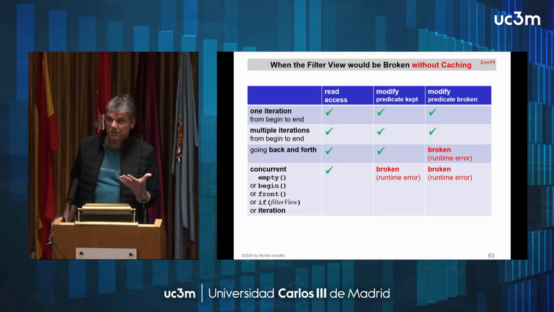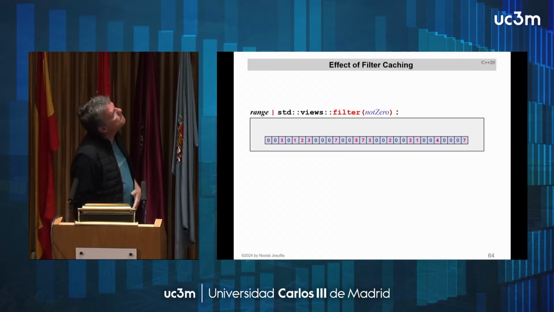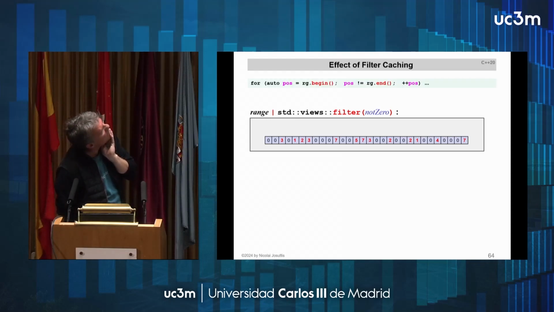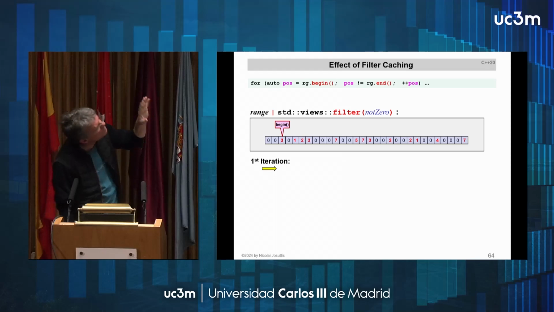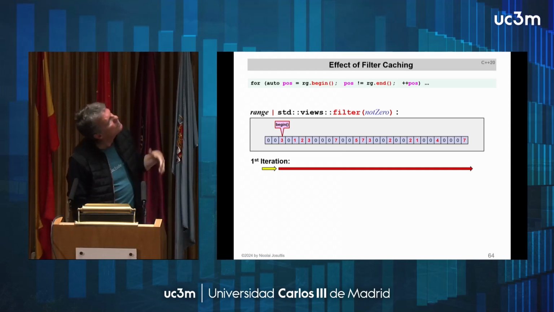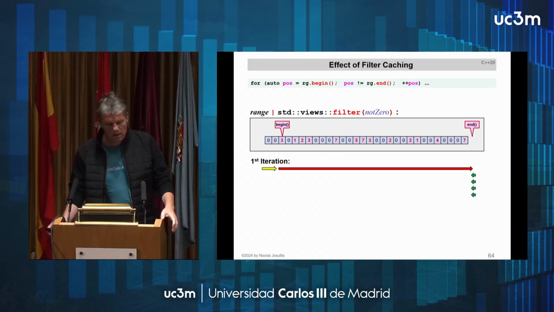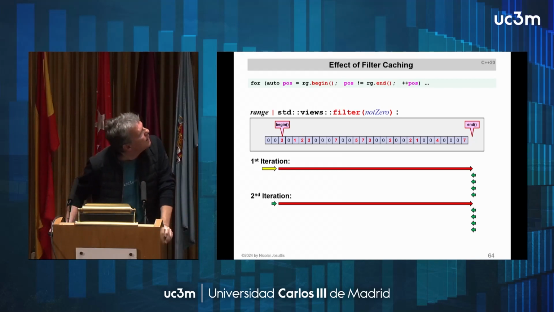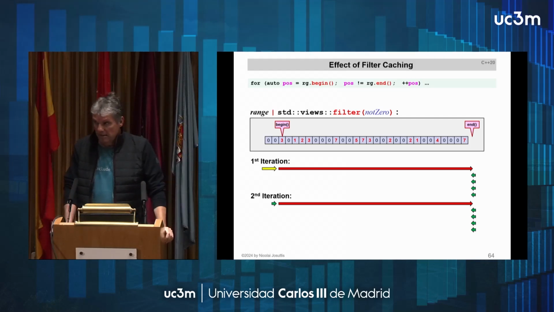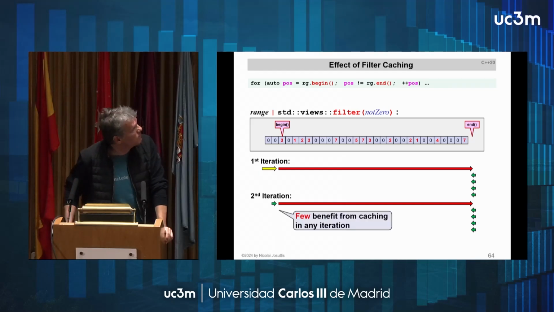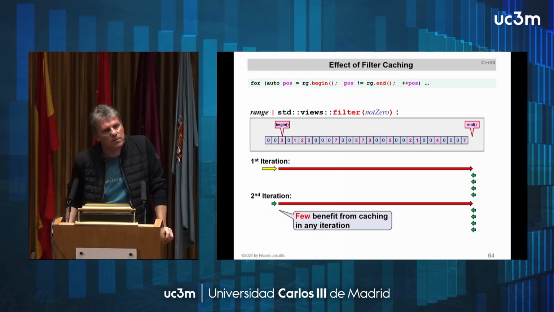Well, but there must be a benefit of caching. So let me look at that. We have a range and a filter, and we have just some arbitrary elements. And let's iterate over these elements. In the first iteration, we call begin. If it's pretty likely that the first element is in front, then we take it, and then we iterate over all the other elements, looking at the value. So that's pretty expensive. The second iteration, yeah, we save a little bit. We call end a couple of times. That's the little arrows on the right there. We have few benefits from caching in any iteration after the first one.